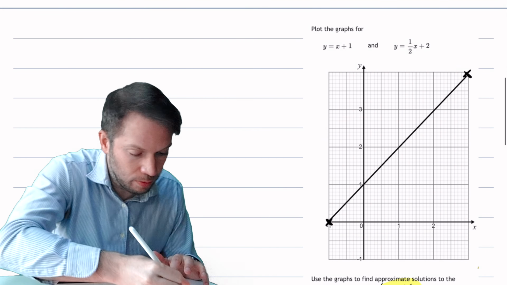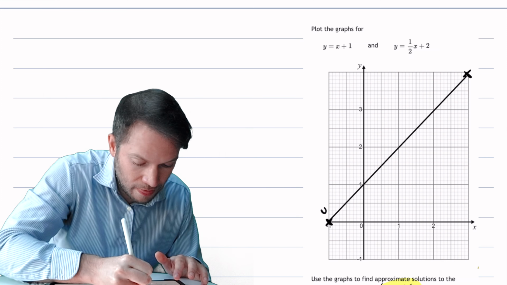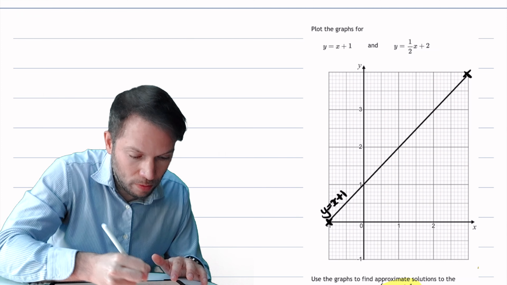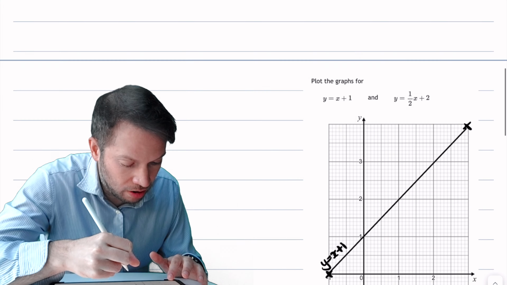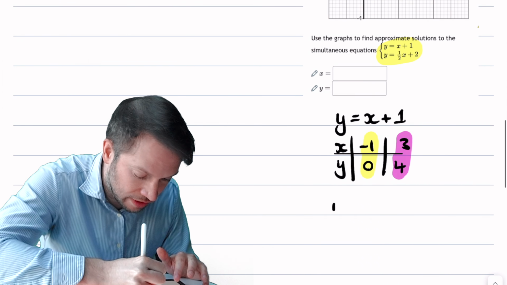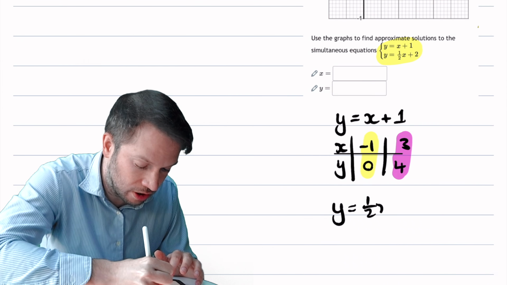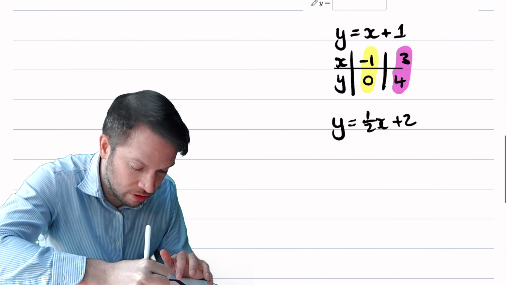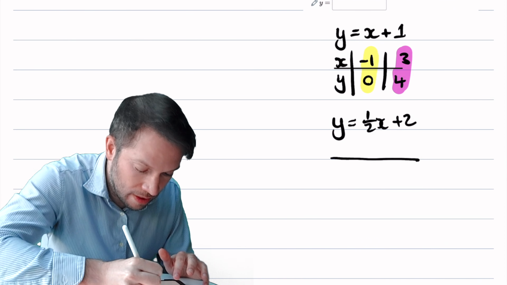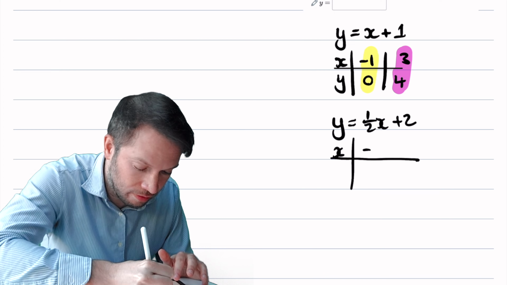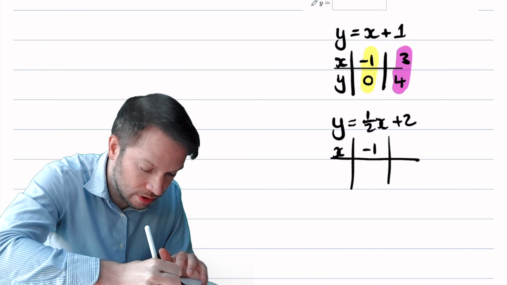Okay, so that's the first equation, y is equal to x plus 1. And then what about the second one? y is equal to half x plus 2. So let's do the same for the second one. y is equal to half x plus 2. We can do a little table again, for x from -1 to 3.